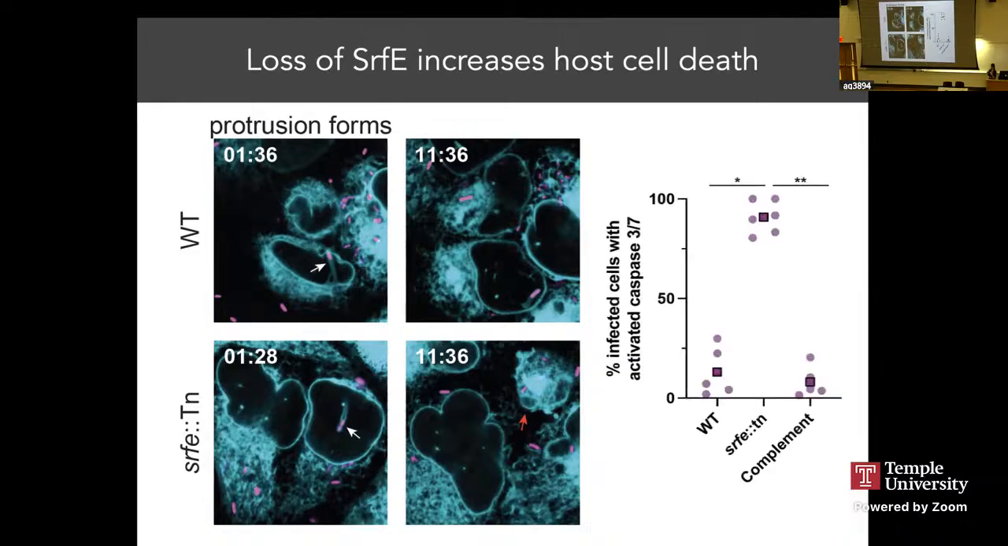And in fact, if we look at caspase activation, we can see that the SERF-E mutant has a significant increase in host cell death, and this actually correlates with larger plaques compared to the wild type. And we know that this phenotype is dependent on SERF-E because she can complement it by adding in a copy of the full-length SERF-E here.